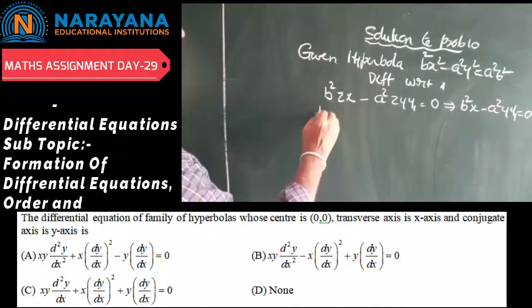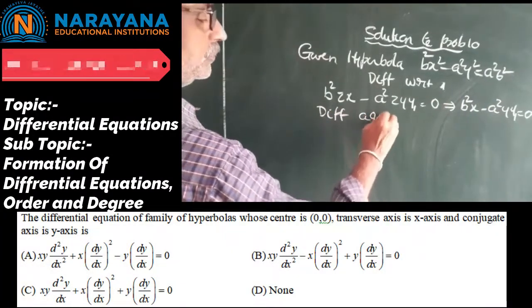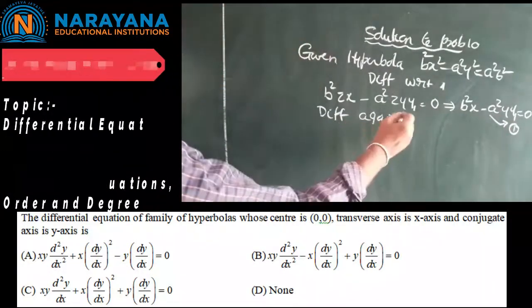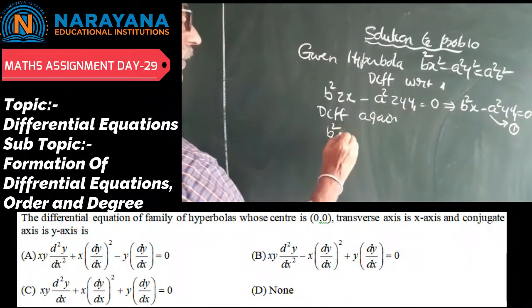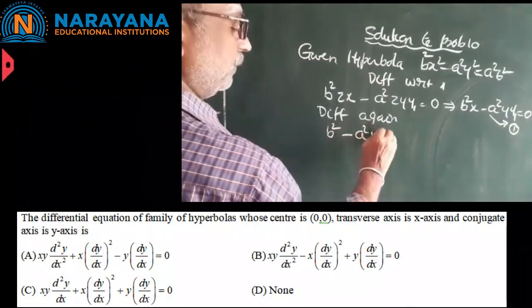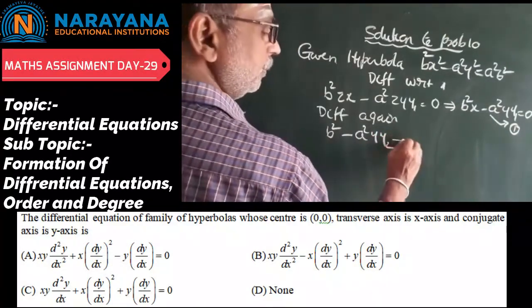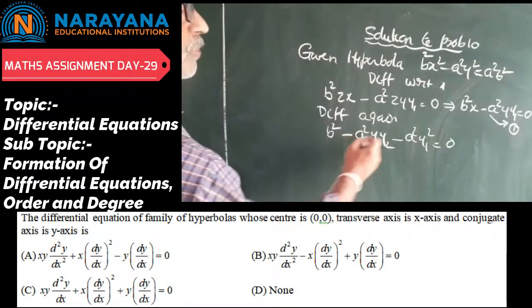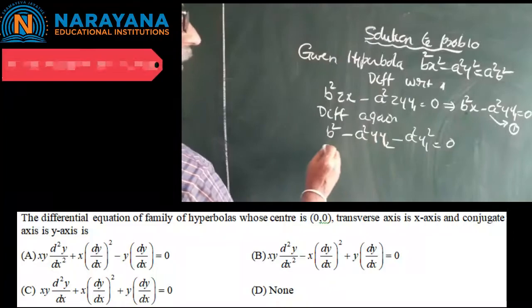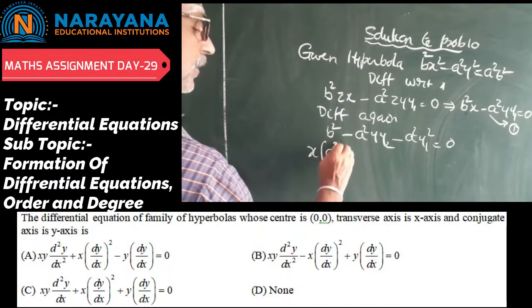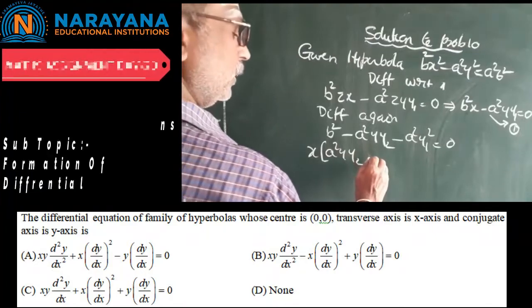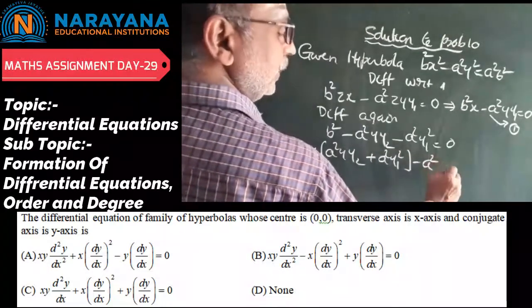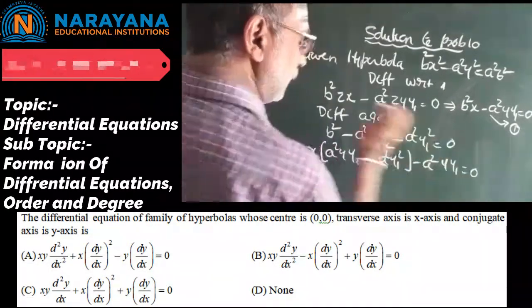Again differentiate. And before going to differentiate, you can take this as 1. So again, we can write b square minus a square y into y2 minus a square y1 square equal to 0. So you can replace b square with this. In place of b square, we write this entire thing. So x into a square y2 plus a square y1 square minus a square y1 is equal to 0.